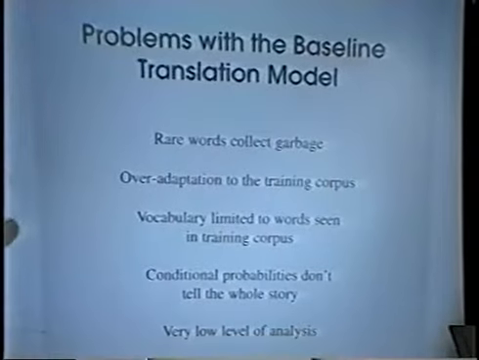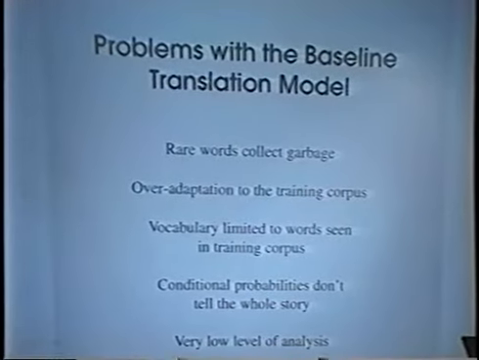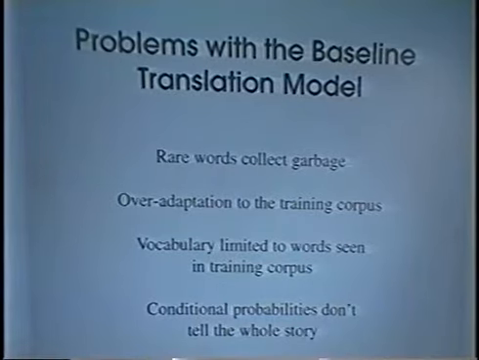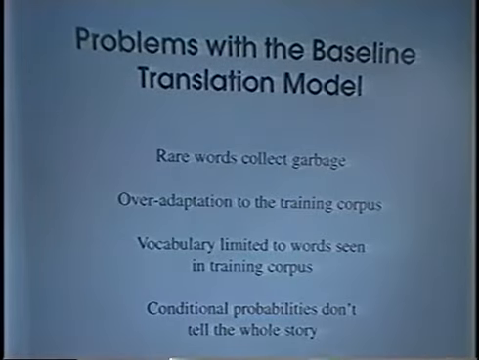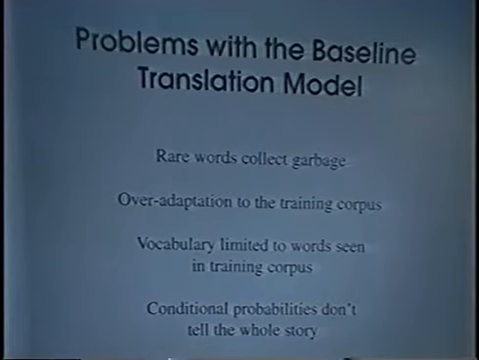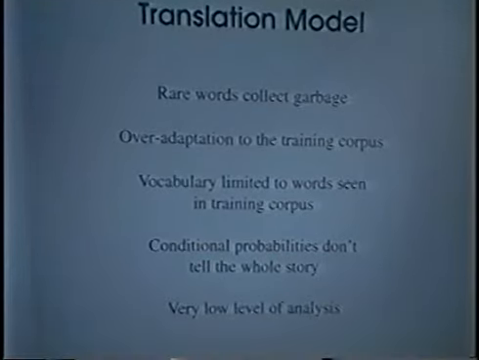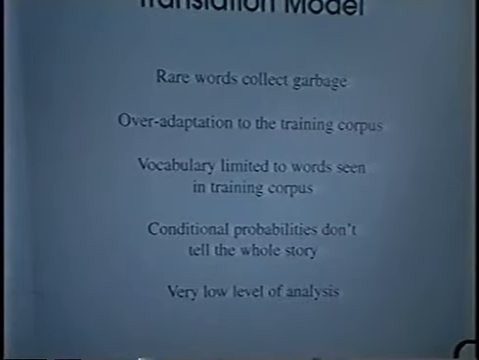Let me start off by reiterating a couple of the problems with the baseline translation model. First of all, it's been mentioned before that rare words collect garbage. There's not enough co-occurrence data for words that don't occur very often in the corpus, and so they'll align to almost anything. We have noted over-adaptation to the training corpus. There's a certain point at which test perplexity begins to rise after a certain number of iterations of training. Also, the vocabulary is limited to words seen in the training corpus. So if in the decoding step you were to come across a word you hadn't seen, there would be no basis for deciding what to do.